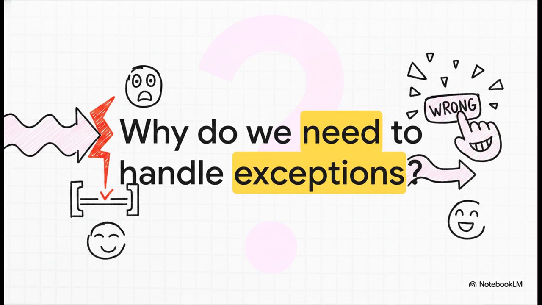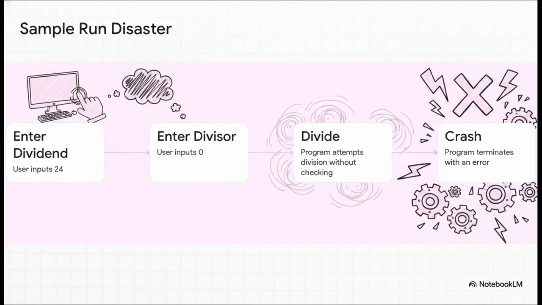To really answer this question, we have to look at what happens when a program assumes a user is going to behave perfectly, and then the user absolutely doesn't. Let's walk through a little micro-story from our source material. We'll call it the Sample Run 2 disaster. Imagine a perfectly innocent user sitting at their desk.